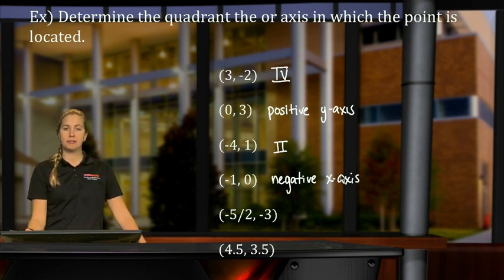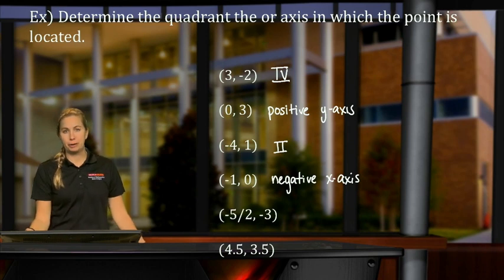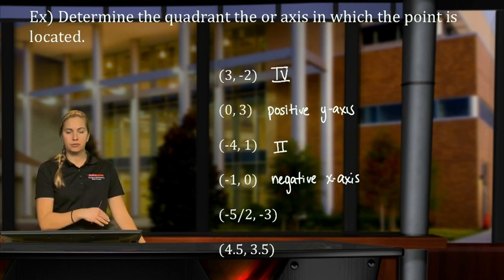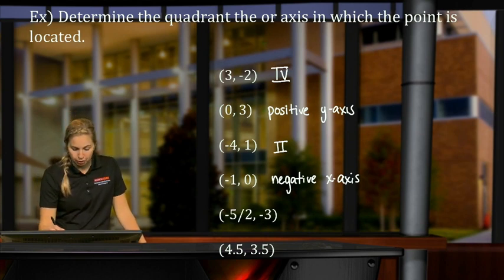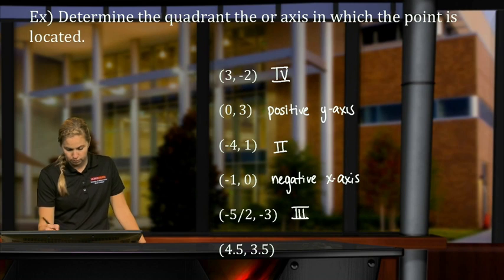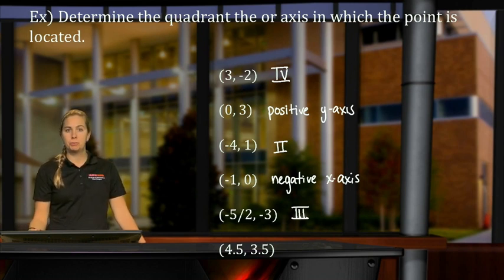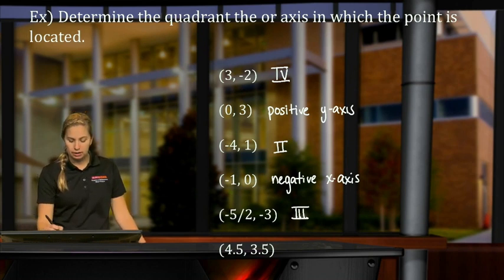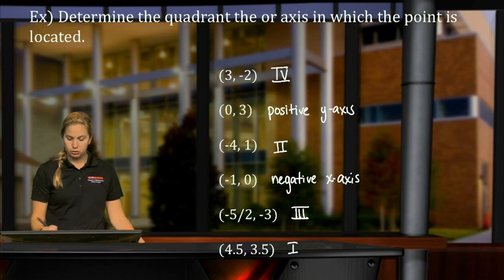-5 halves, -3. So here we're seeing an ordered pair that includes fractions, and that's okay. The negative still indicates that we'll move to the left, and then the -3 indicates we'll move down. So this is our third quadrant. 4.5, 3.5, both x and y are positive. This is our first quadrant.